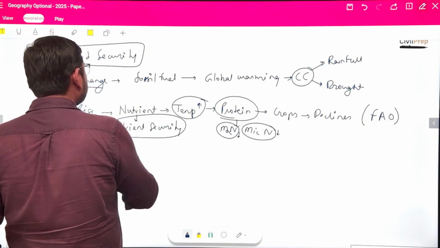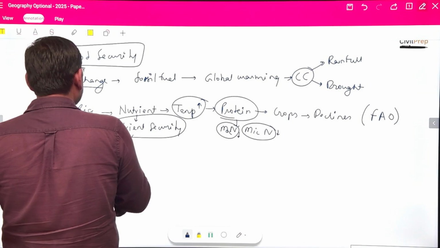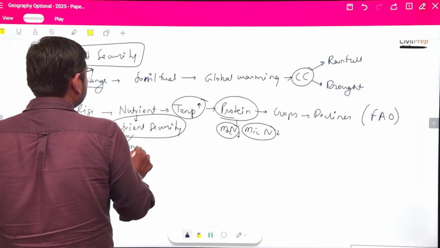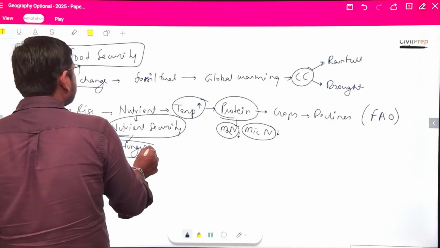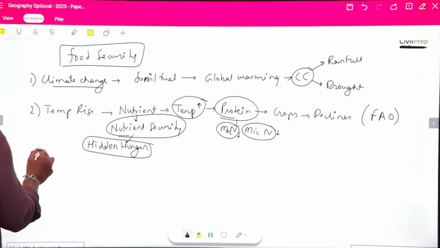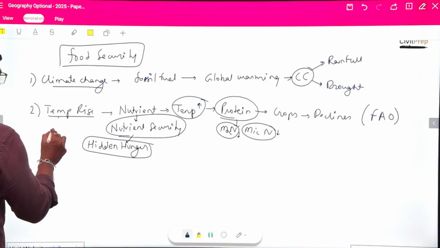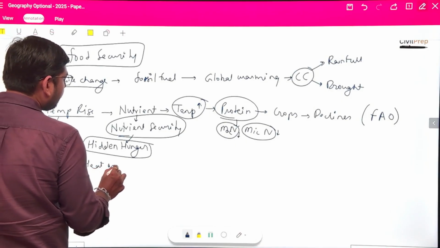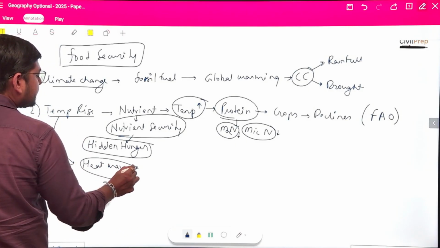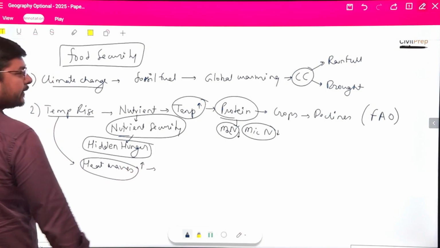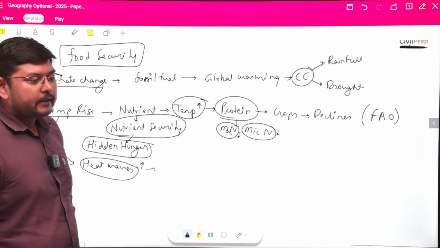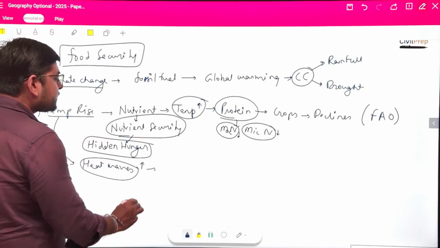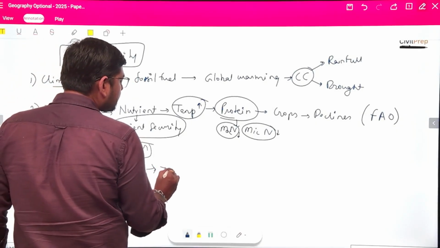This is basically resulting in a condition called hidden hunger. Plus, we see that because of the temperature rise, there are heat waves. The instances of heat waves are increasing. If we take the instances from the last 10, 15 or 20 years, the instances of heat waves have almost tripled.